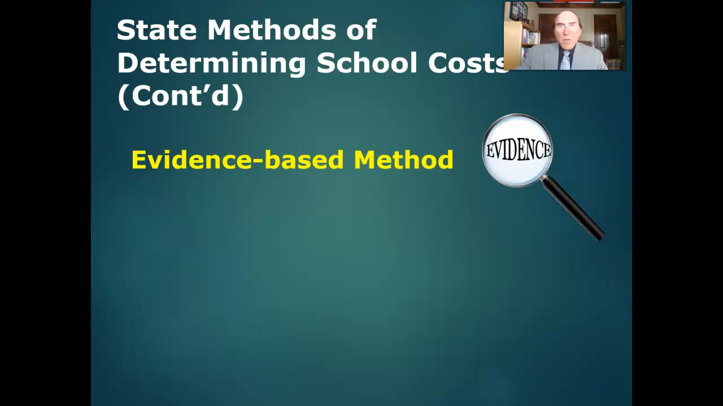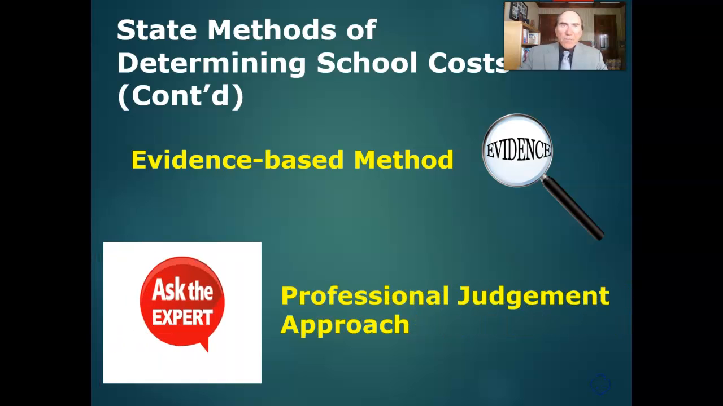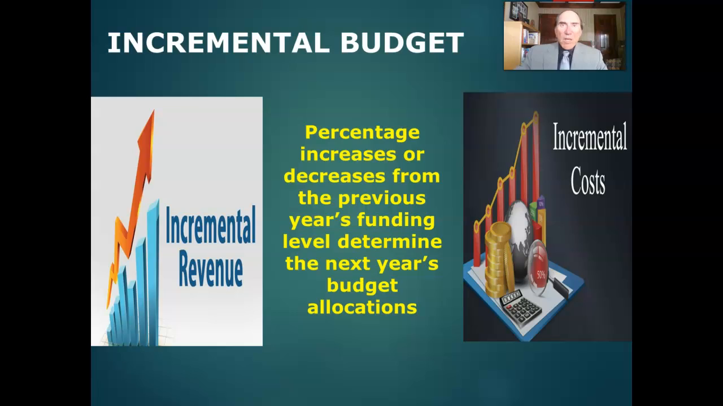The evidence-based method uses a detailed list of program elements such as core staff, administrative staff, and others to determine the specific cost and accordingly allocates funding. The professional judgment approach employs a panel of educators who identify the necessary resources a school needs to produce high academic standard achievement and recommends that funding level.